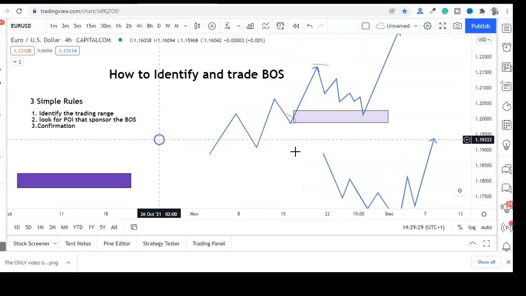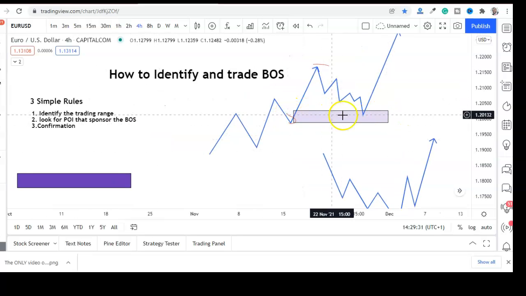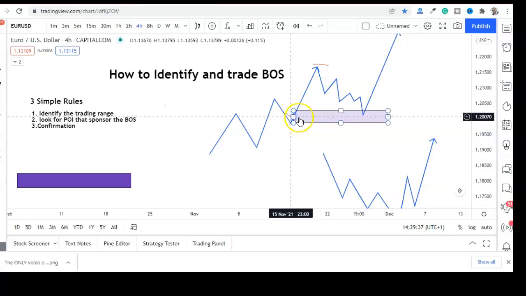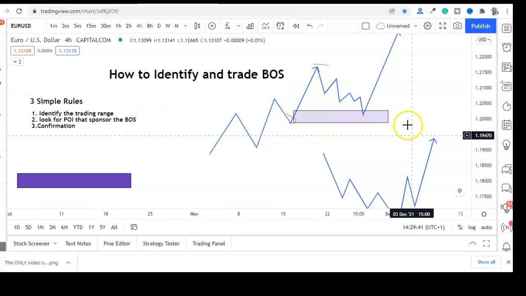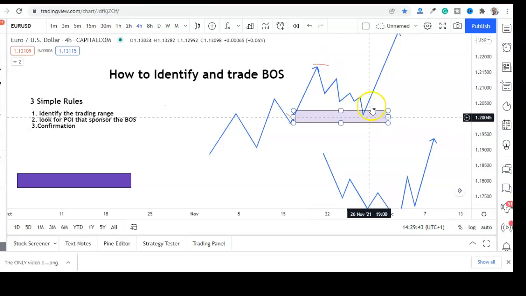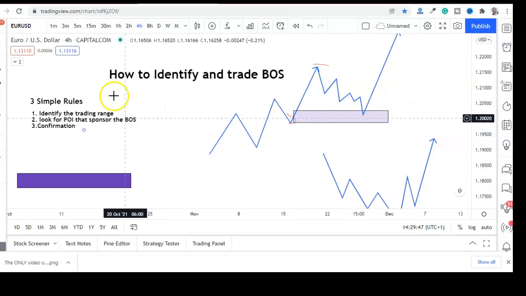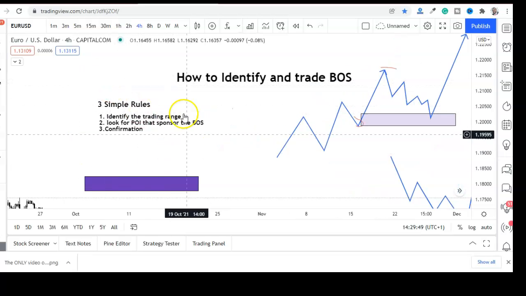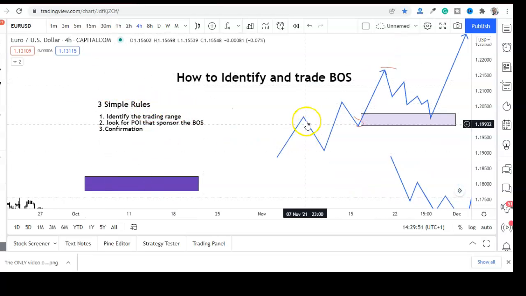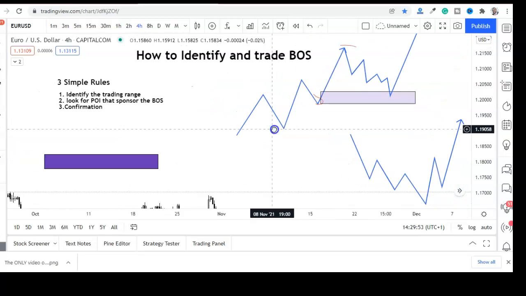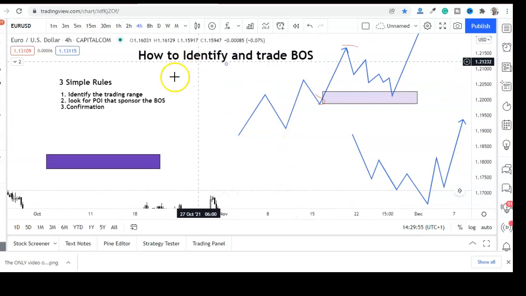Then your confirmation is done at the point of interest, the area that sponsored the break. That's the point of interest, and confirmation is simply making sure that your lower time frame is in line with your higher time frame. So go back, test using this rule, and then see how you can improve your trading with this.